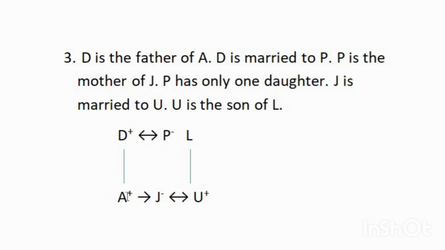D is the father of A. D is married to P. P is the mother of J. P has only one daughter and that is J. J is married to U. U is the son of L.